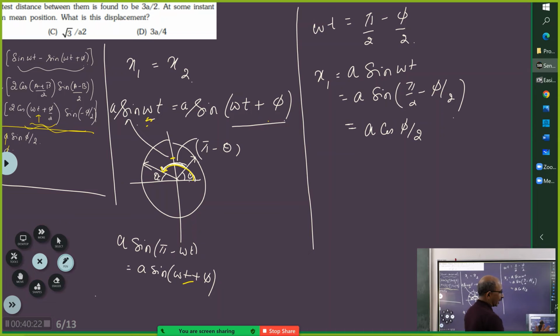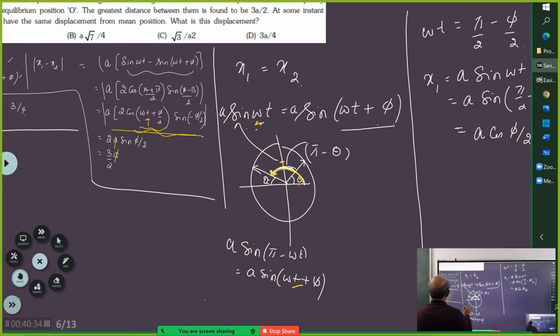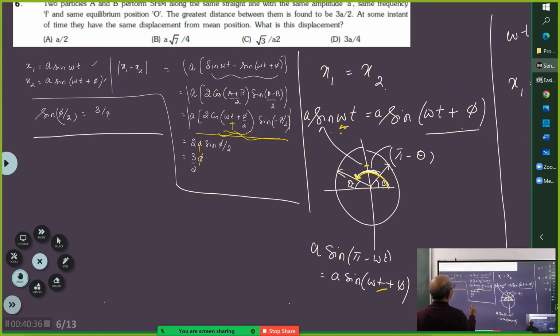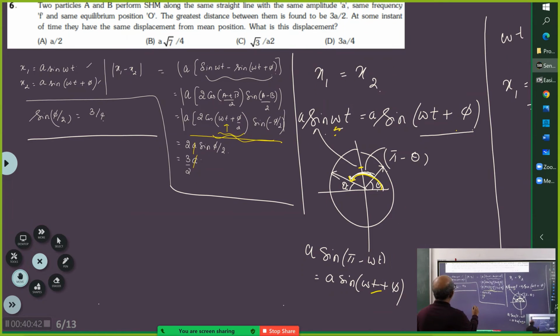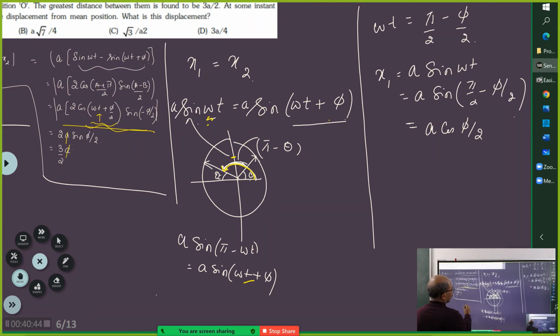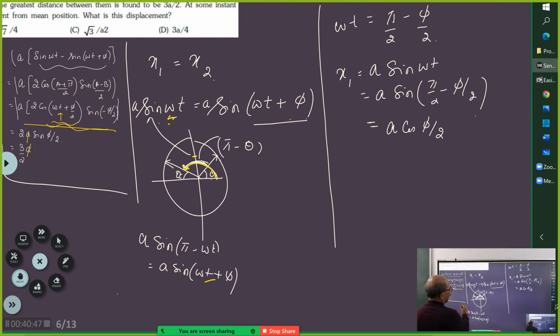So they are asking the instant of time, no? At some instant of time, they have the same displacement. What is the displacement? They are asking you what is the displacement. Either you find out x1 or you find out x2. One of them you find out. I am finding out x1 here.